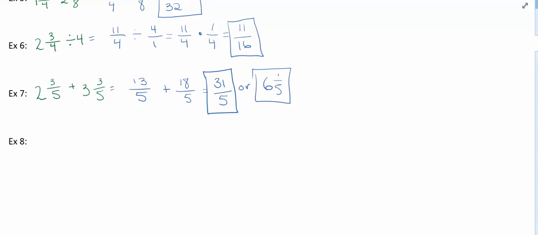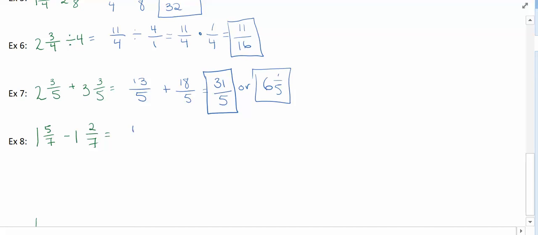The last example you see there is 1 5/7 minus 1 2/7. So again, change to improper fractions. 1 times 7 is 7, plus 5 is 12 over 7. 1 times 7 is 7, plus 2 is 9 over 7. We have a common denominator, so then we just subtract across the top. 12 minus 9 is 3. We can't reduce, so there's our final answer.